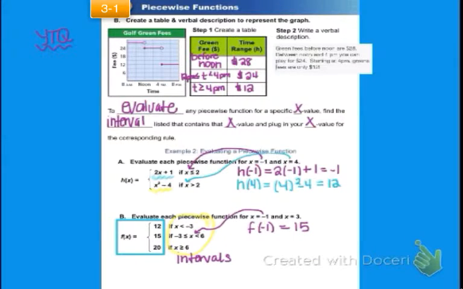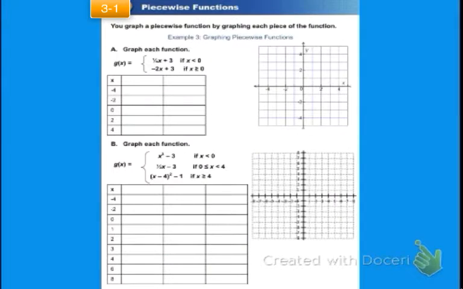Now what about x equals 3? Well, x equals 3 is also in this exact same interval. So f of 3 would be the exact same value. It'd be 15. So here's how we evaluate piecewise functions that are actual equations and also ones that are constant functions. Let's turn the page.